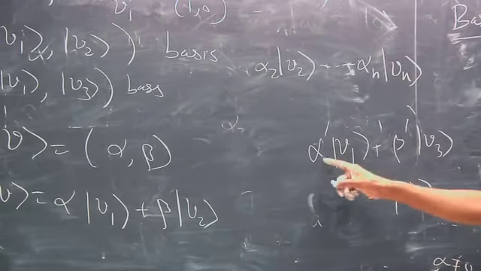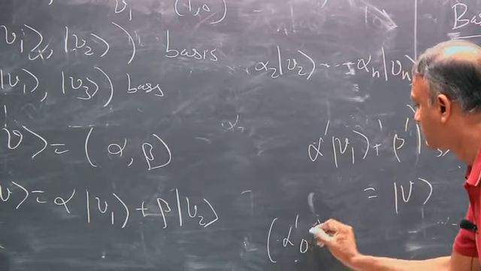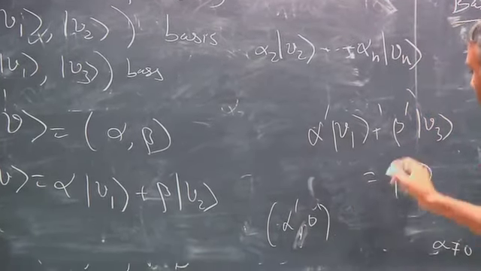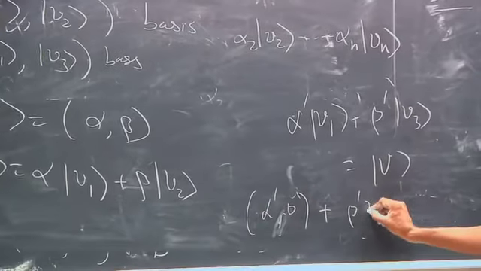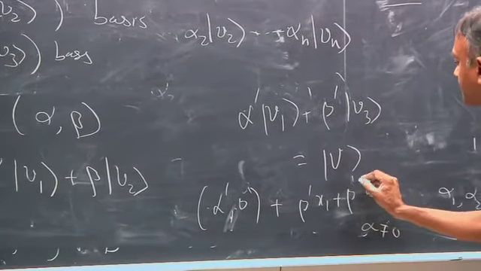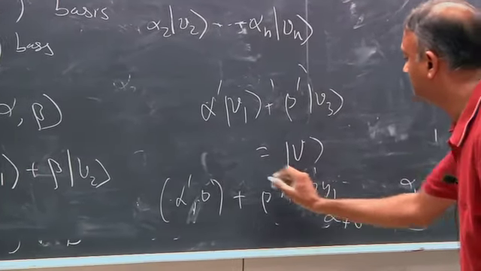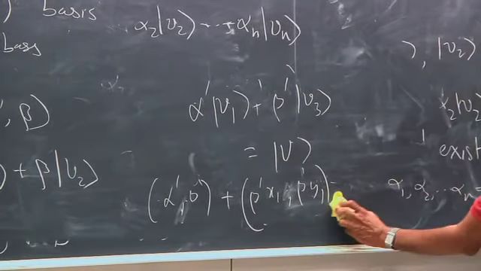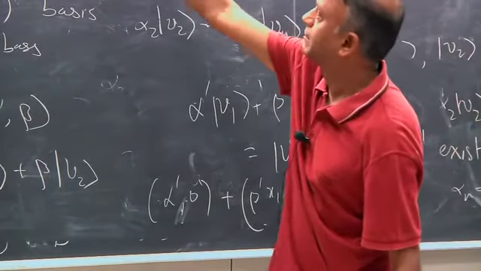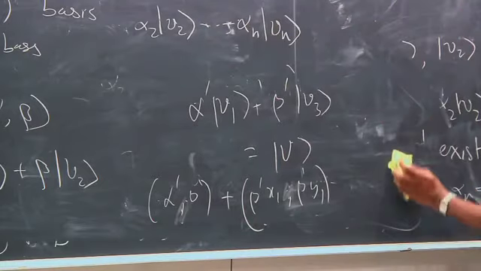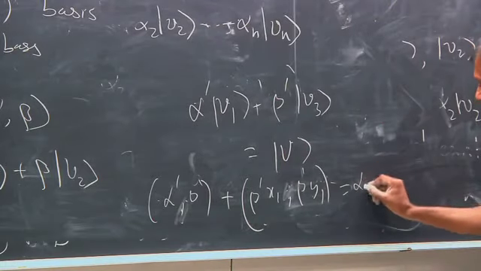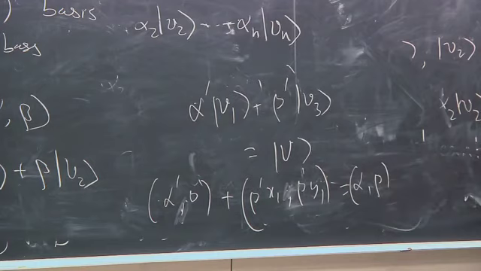So let's write down, this is alpha prime, 0, plus beta prime x1, comma beta prime y1. Because I just multiply by beta prime, both components. And this should be equal to alpha beta. Right? So I want to solve for this.